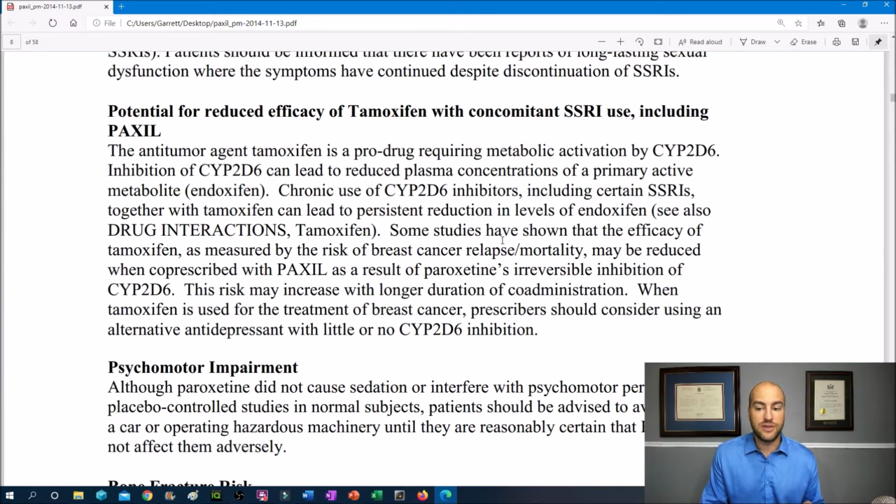Some studies have shown that the efficacy of tamoxifen, as measured by the risk of breast cancer relapse or mortality, may be reduced when co-prescribed with Paxil as a result of the paroxetine's irreversible inhibition of CYP2D6. This risk may increase with longer duration of co-administration. When tamoxifen is used for the treatment of breast cancer, prescribers should consider using an alternative antidepressant with little or no CYP2D6 inhibition.